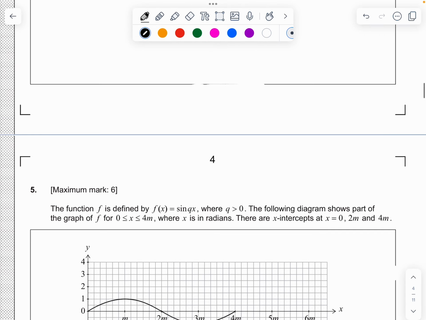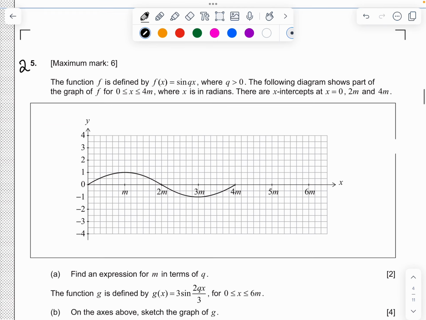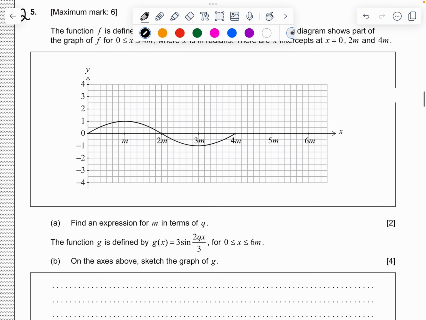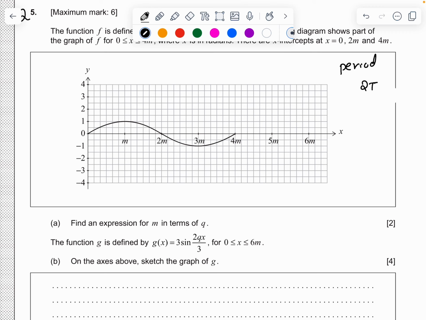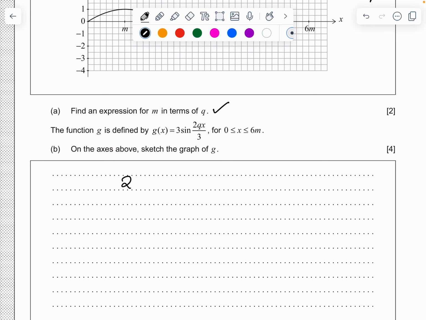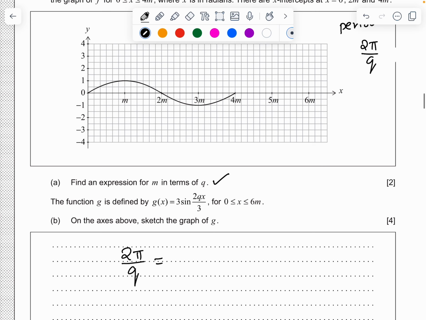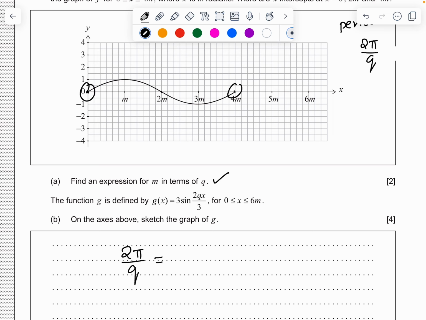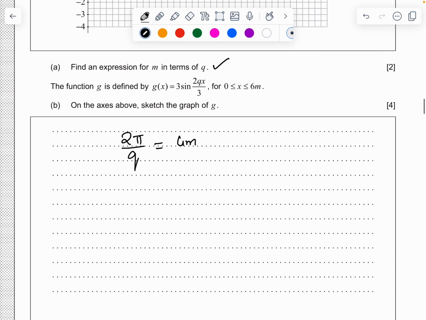Then it is 25. Now question number 25, the function is defined by sine qx. So sine qx, the period of sine qx is going to be nothing but how much? 2 pi by q. Now find the expression of m in terms of q. We know that sine period is 2 pi by q. But the period of this graph, you can see that it is starting at 0 and ending at 4m. So the period is going to be 4m. So from there, I will be getting the value of q, or m. m equals pi by 2q. That is going to be the answer. 2 marks, method 1 and accuracy 1.